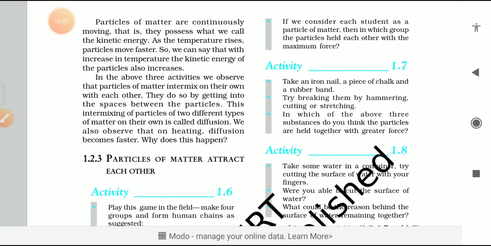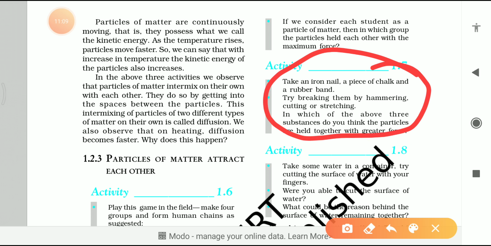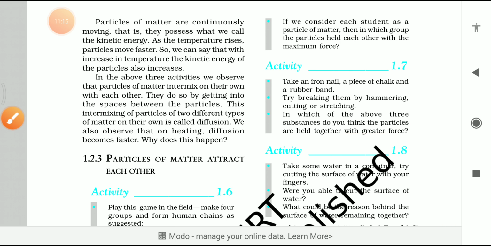Again, in this activity, they want to explain that in solid things, where all the particles of matter are tightly packed, there is more force of attraction and it is not easy to break them down. In those substances in which the force of attraction is very less, you can easily break, cut or stretch them. So in this activity they explain again about the force of attraction. The force of attraction is more in the iron nail. Now proceed to another activity.